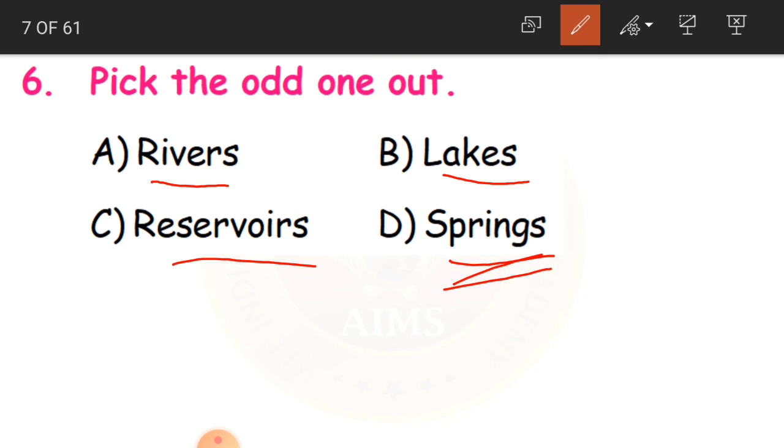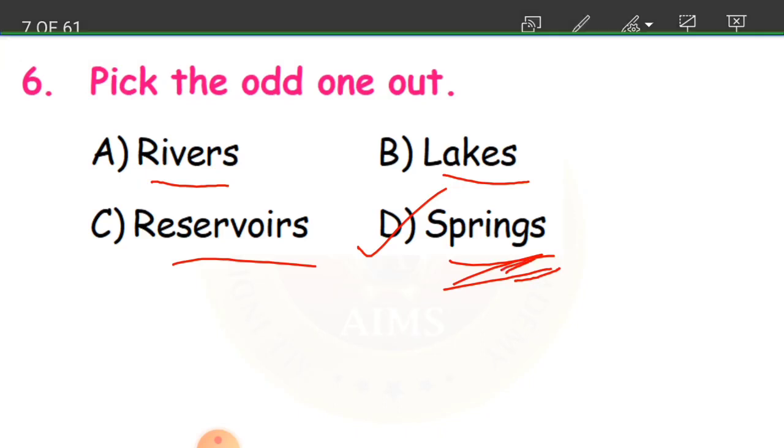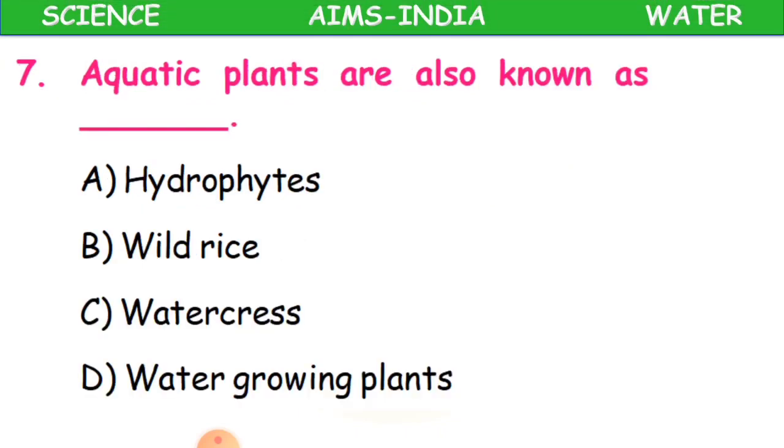So which is the odd one here? Rivers, lakes, reservoirs and springs. The springs are the odd one, because rivers, lakes and reservoirs are always with water, and springs only appear when the groundwater overflows. Then only we can see the springs. Clear, children? That is the odd one.